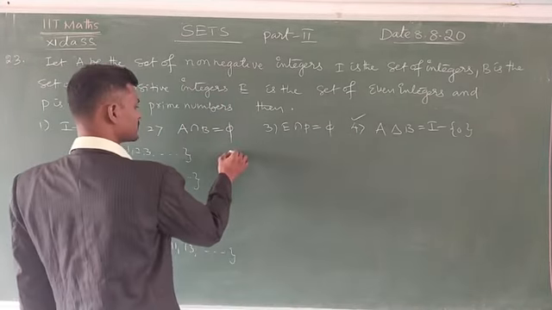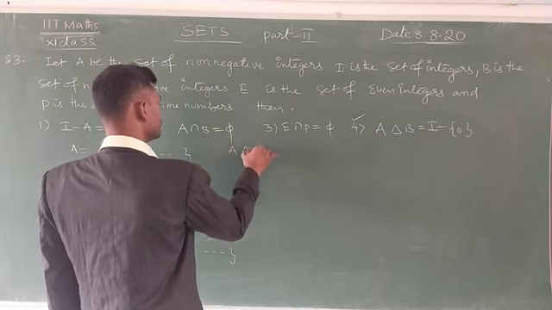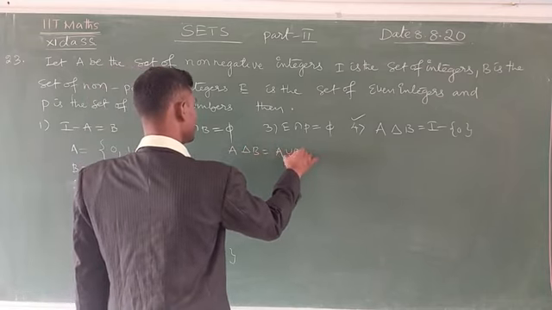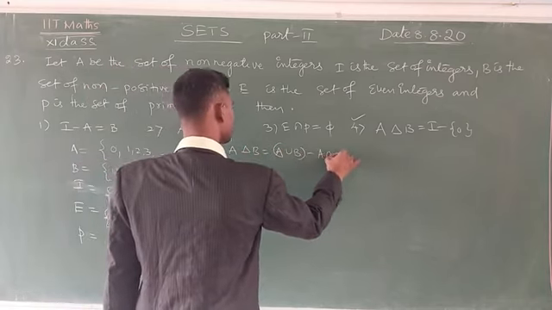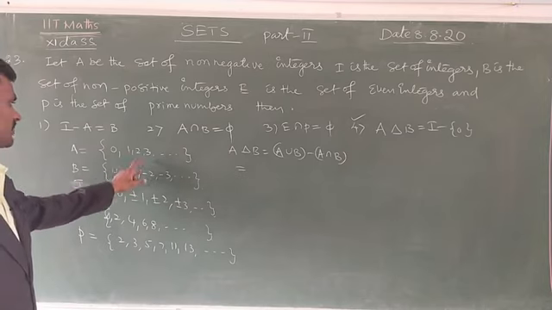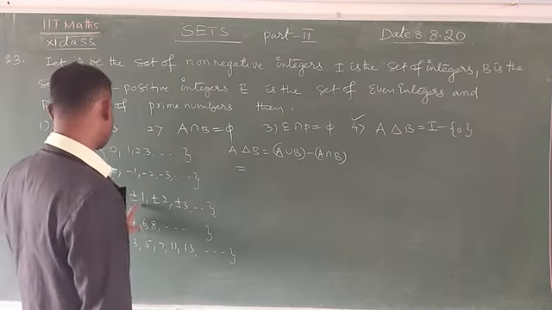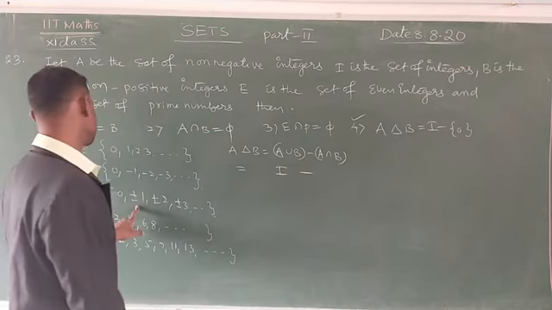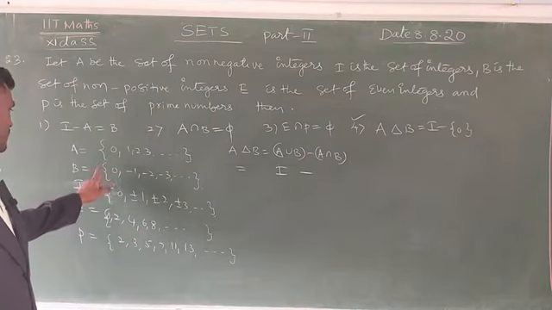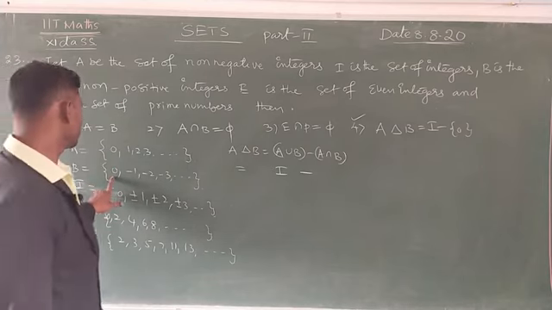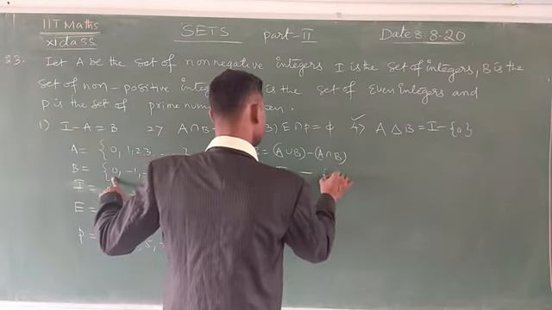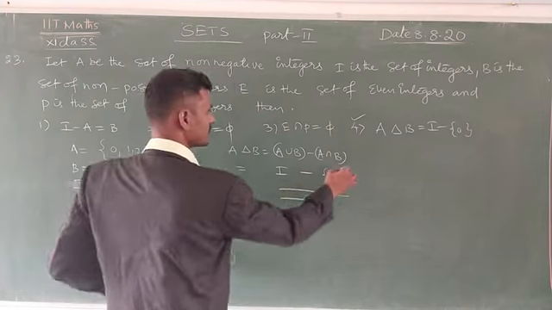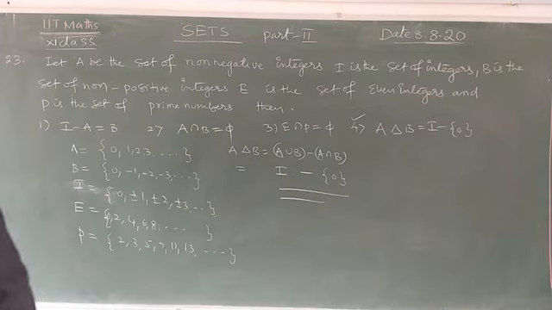Is that correct or not? We have to check here. A delta B is equal to A union B minus A intersection B. Here A union B means here 0, 1, plus or minus 1, plus or minus 2. Then this is what? I. A union B means I. Next one, A intersection B is equal to here 0 only. Common element is 0. This is the answer. Then the fourth one is the answer. Note down.